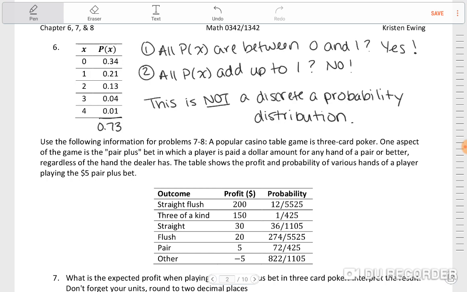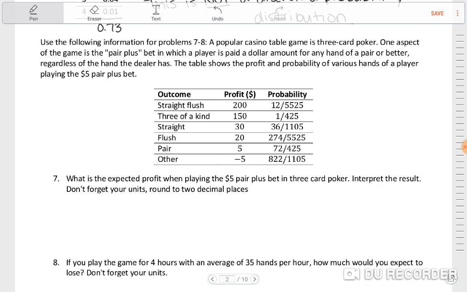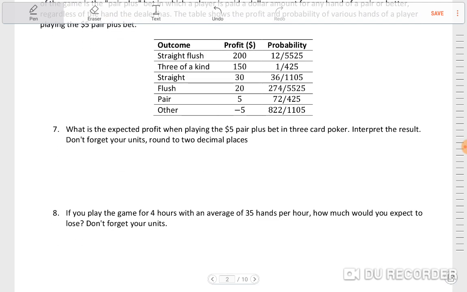Okay, use the following information for problems 7 through 8. A popular casino table game is 3-card poker. One aspect of the game is the pair plus bet, in which a player is paid a dollar amount for any hand of a pair or better, regardless of the hand the dealer has. The table shows the profit and probability of various hands of a player playing the $5 pair plus bet. What is the expected profit when playing the $5 pair plus bet in 3-card poker? Interpret the result. Don't forget your units.